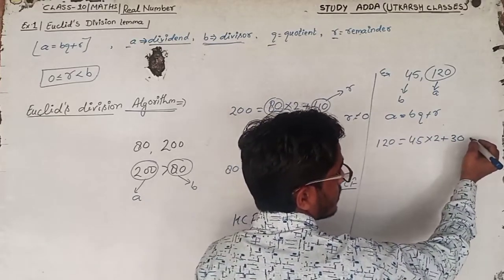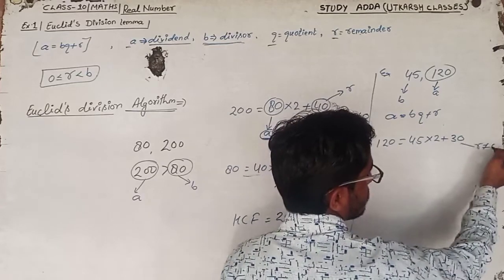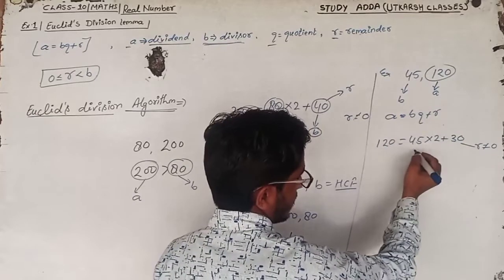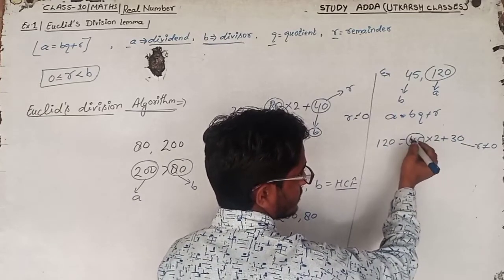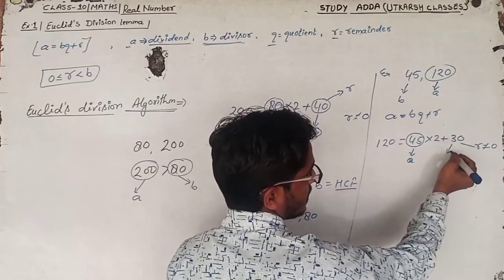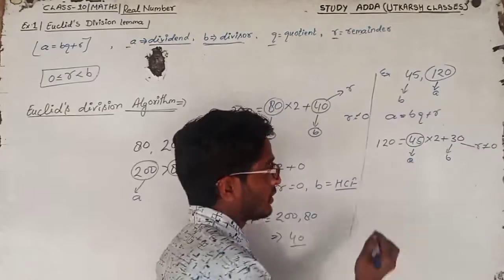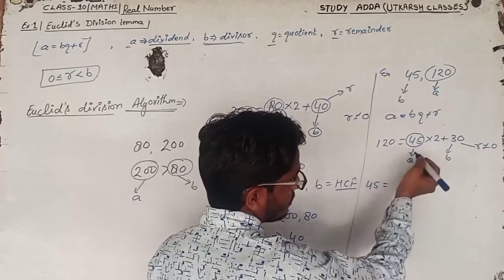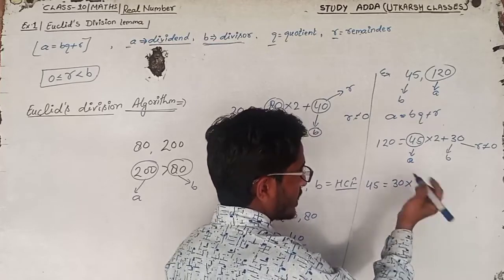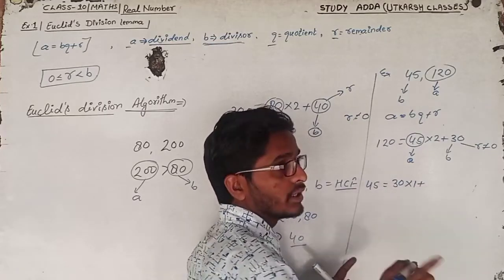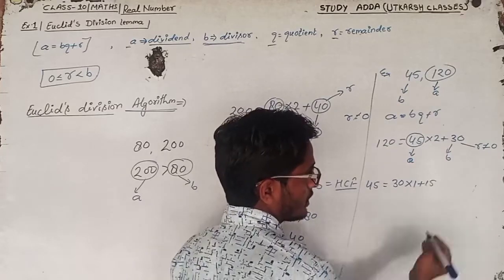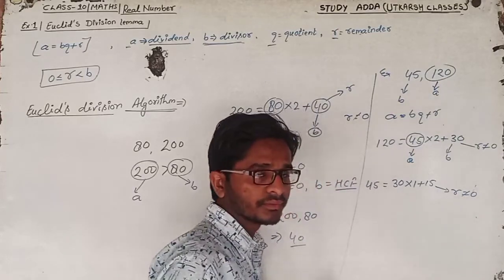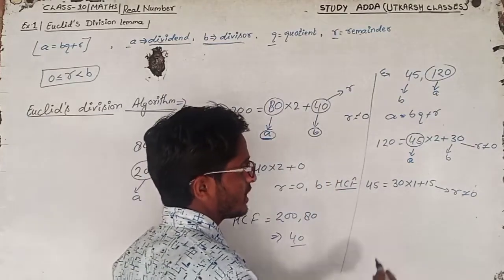Then if R is not equal to 0, we again repeat this method. Then we consider 45 as A and the remainder 30 as B. Clear? We write it in the form of the Euclid division algorithm. Then 45 is equal to 30 times 1 plus 15, which leaves the remainder 15. Clear? Here R is also not equal to 0. Then we again repeat this method.